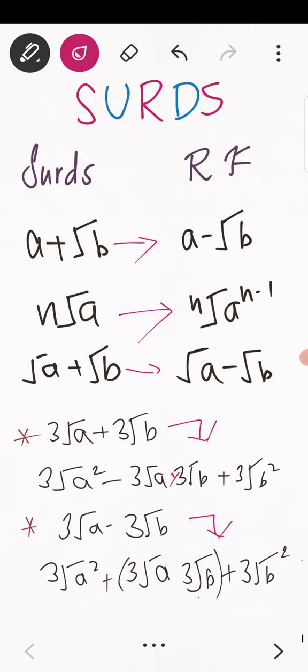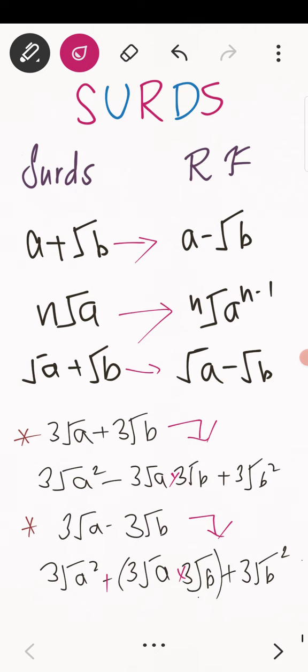So for cube root of a minus cube root of b, the factor is cube root of a square plus cube root of a times cube root of b plus cube root of b square. Here also it's multiplication. Don't worry. You feel it will be tough, but with the examples, it will be as simple as possible. These two are the main rationalizing surds which we use more frequently and the most important ones.